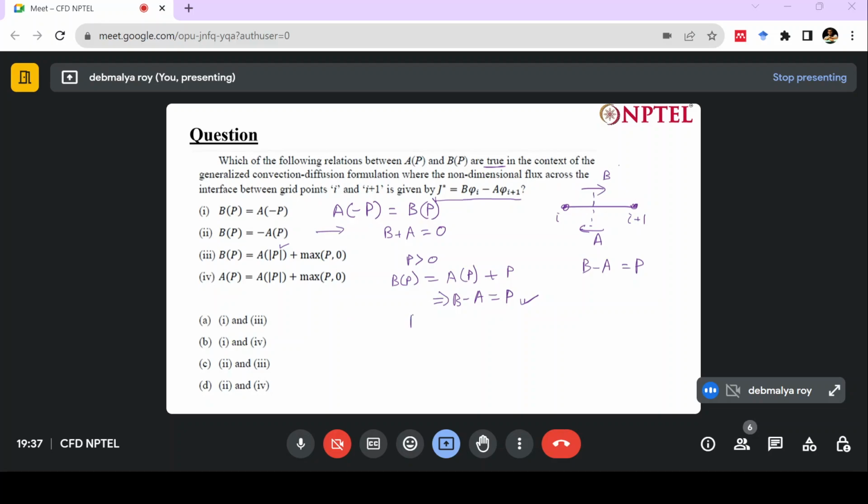But what happens if P is negative? If P is negative, then B minus A will be equal to minus P, and the maximum of P or 0 is 0, because 0 is greater than P when P is negative. We just now saw that this is also true. So combining these two, we can say that the third option is also true. So the first is true, the third is true. What about the fourth one?